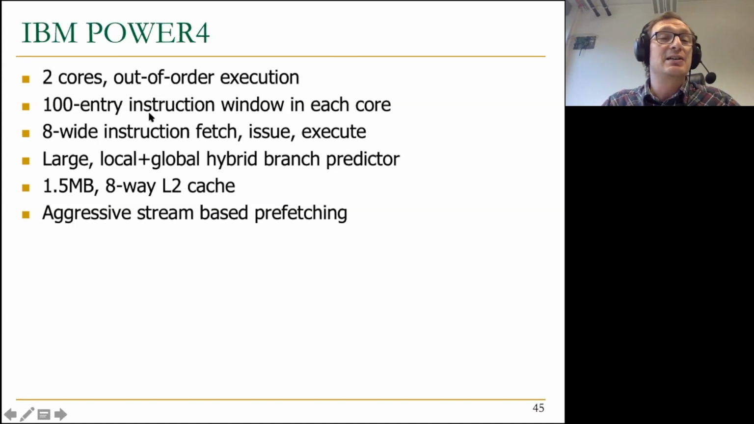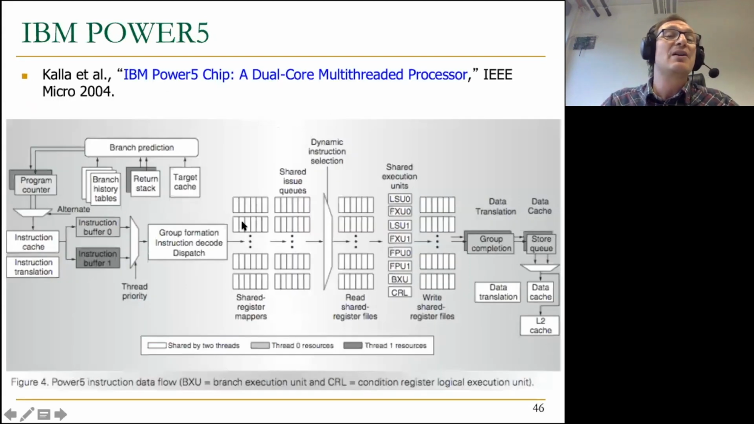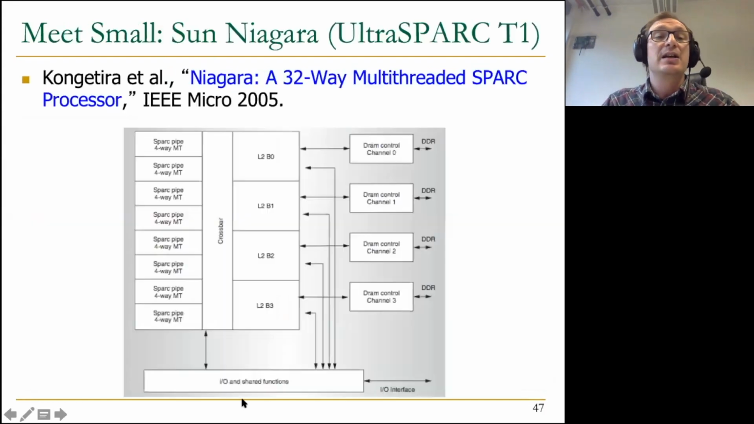You can see large instruction windows, reasonably large for its time, 8-wide instruction fetch as you execute, a large branch predictor, a reasonably large cache, and aggressive prefetching mechanisms. And IBM Power 5 on top of this added multi-threading. You can see simultaneous multi-threading, and you can read about this also. So it added a little bit more parallelism, but the core was similarly large.